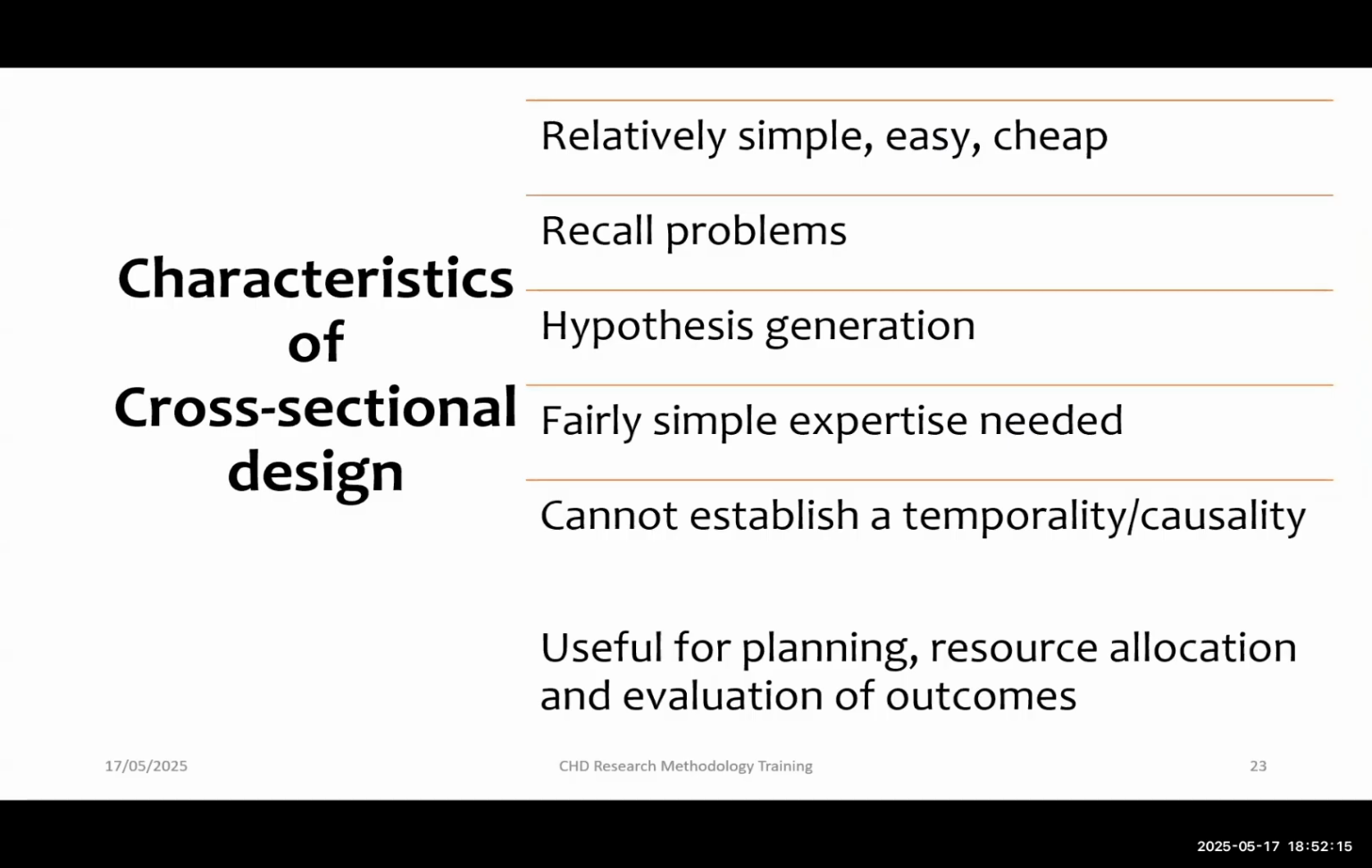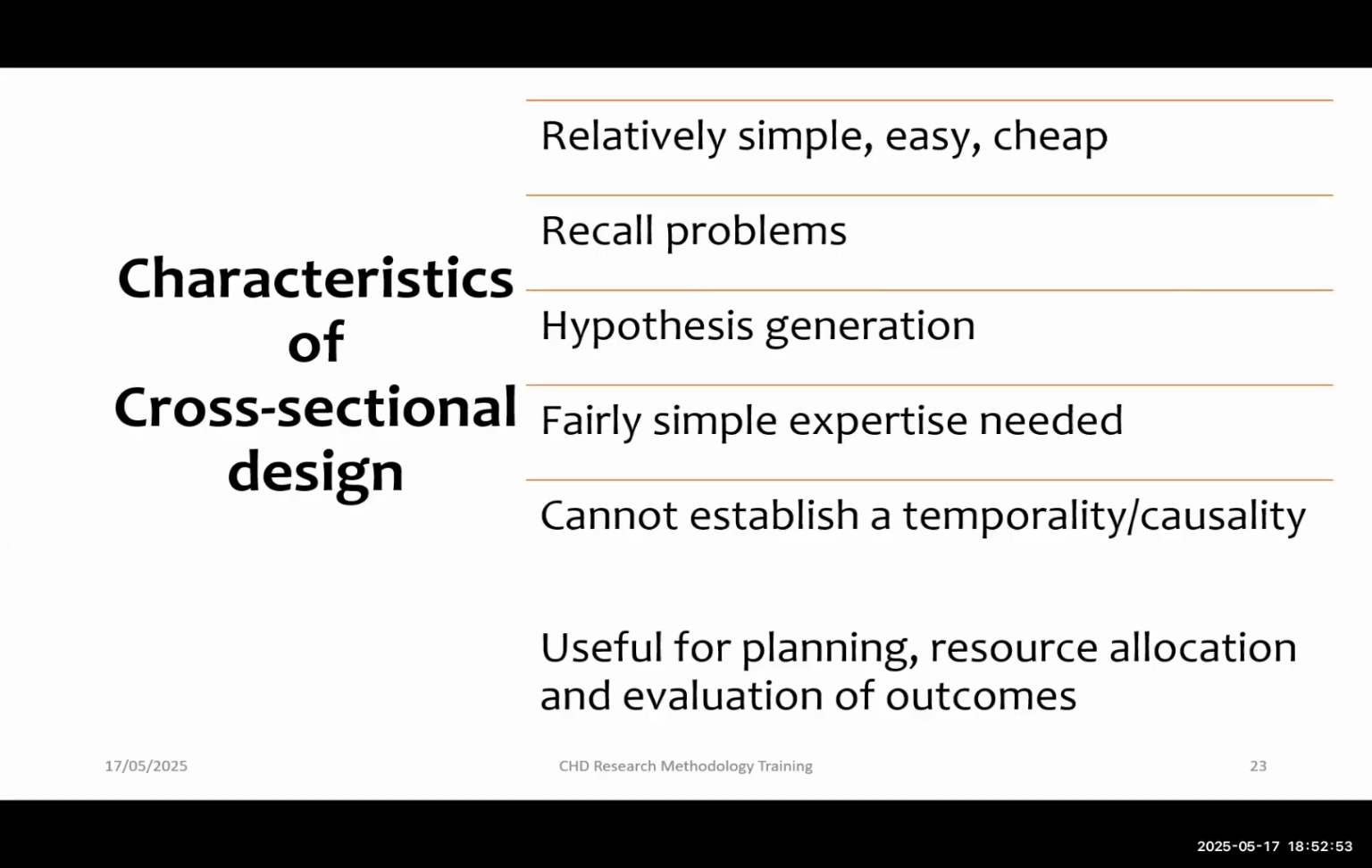So what are the characteristics of a cross-sectional study? It is simple, it is easy, it is cheap to do. You're not making any manipulation, you're not providing any intervention, you're just describing what you see. It can tend to have recall bias, because you're asking people questions about things that may have happened a long time ago. So they may not be able to remember it very well, or the degree to which they remember might be different. It helps to generate a hypothesis. And you don't really need to be highly skilled to conduct a cross-sectional study.